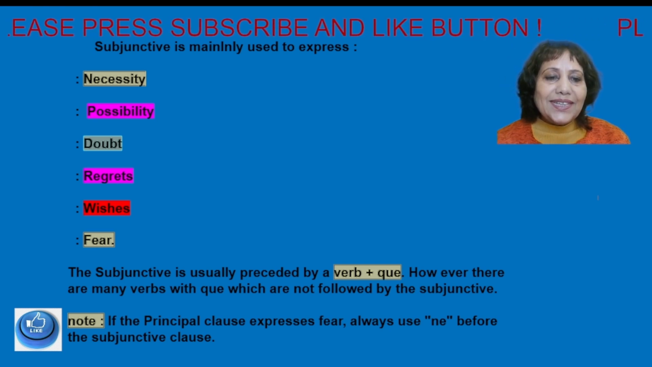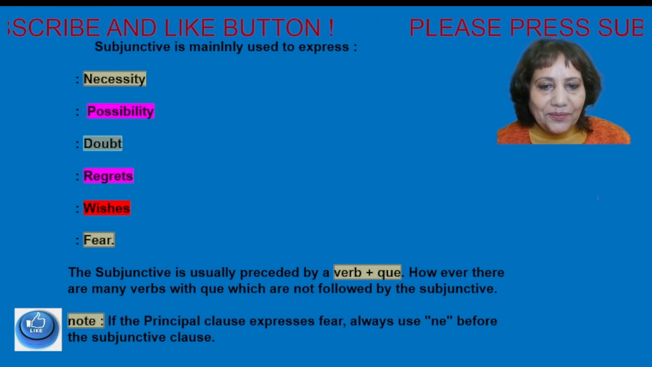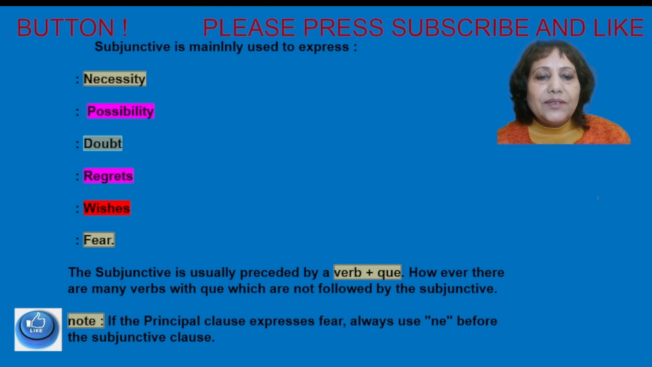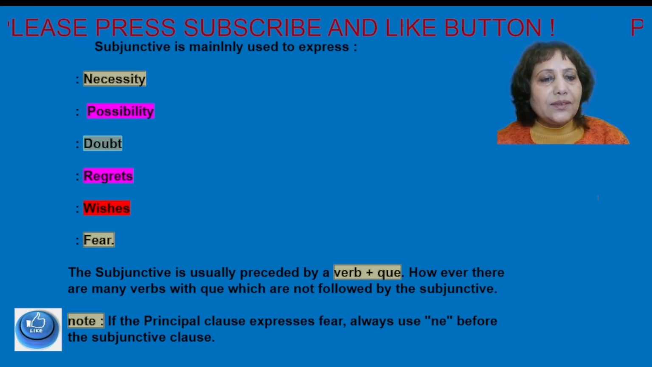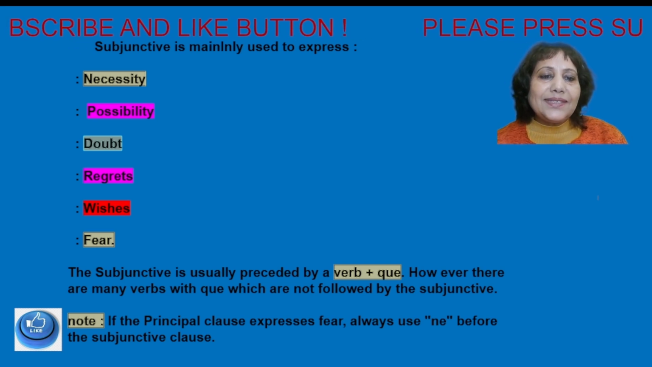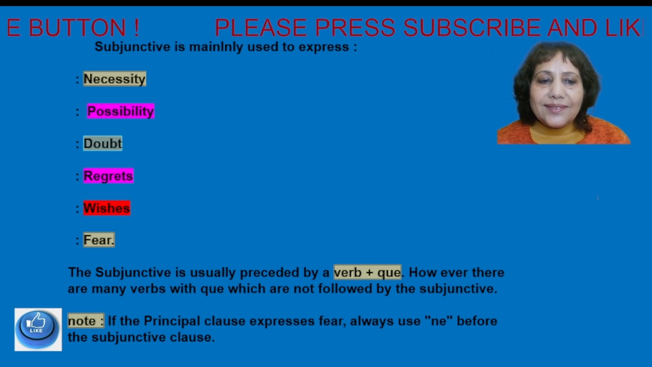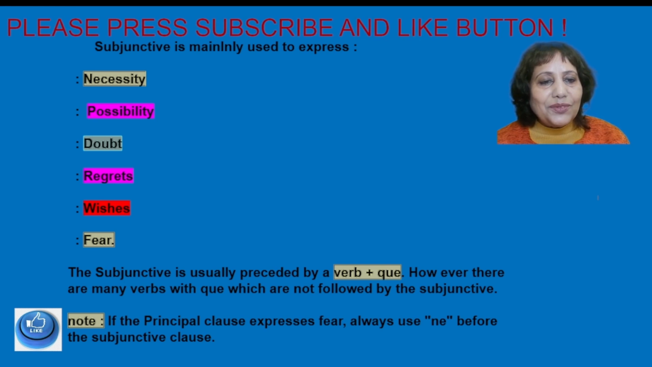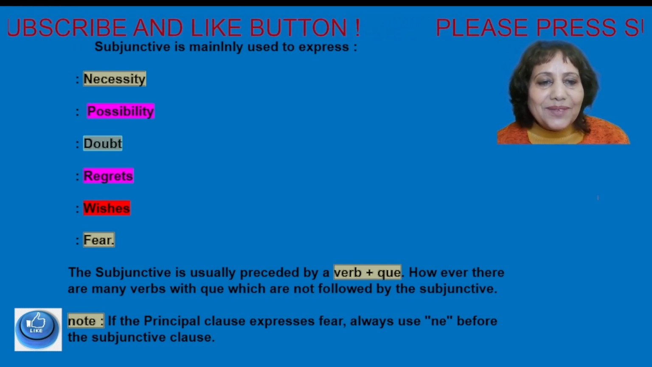Alright, so this is the formation when you will start making the subjunctive. So verb plus que. However, there are many verbs with que which are not followed by subjunctive. Those with que we also make in indicative. But there is a difference between indicative using the que and subjunctive using the que, which I am going to explain to you. Alright, so don't worry right now. Just write it down this much.